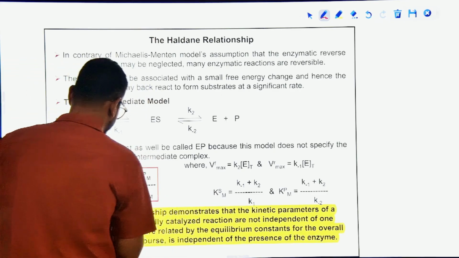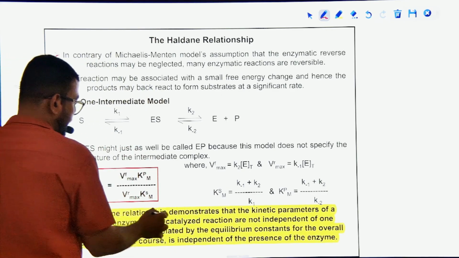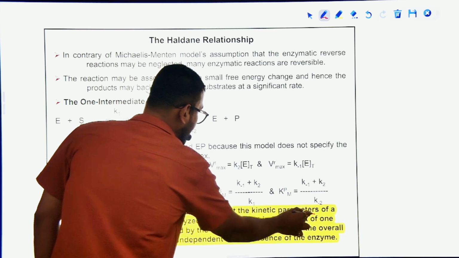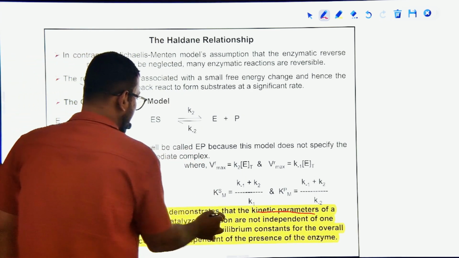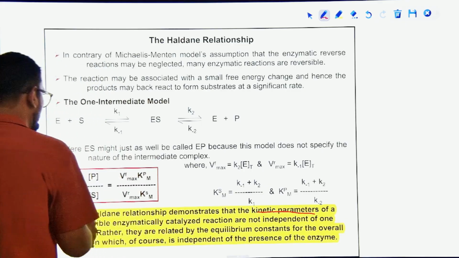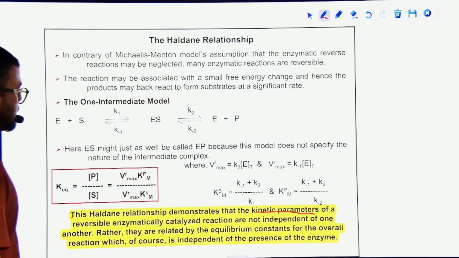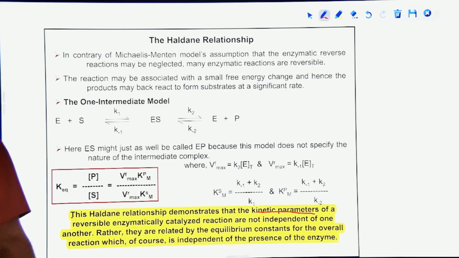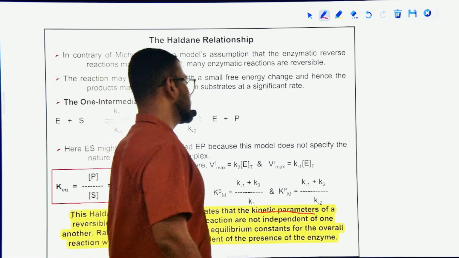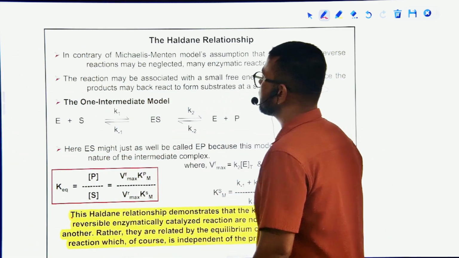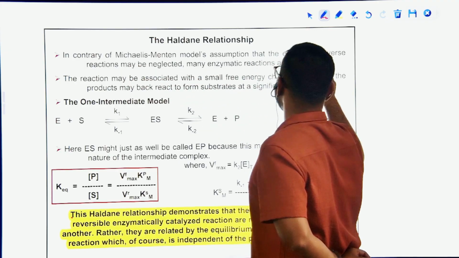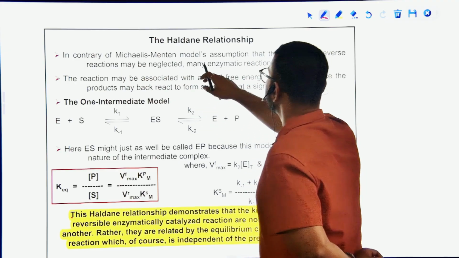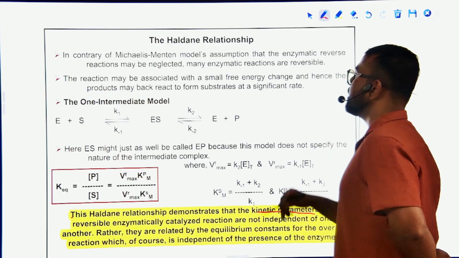Just go through this statement. Haldane relationship: it demonstrates that the kinetic parameters of a reversibly enzymatically catalyzed reaction are not dependent on one another. In contrast to the Michaelis-Menten assumption that the enzymatic reverse reactions may be neglected, many enzymatic reactions are reversible.